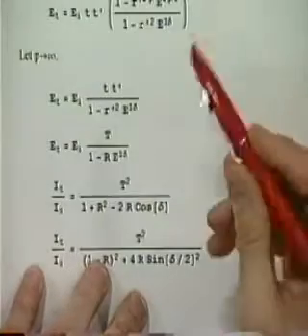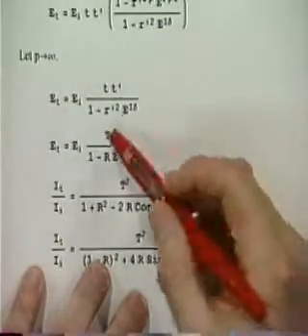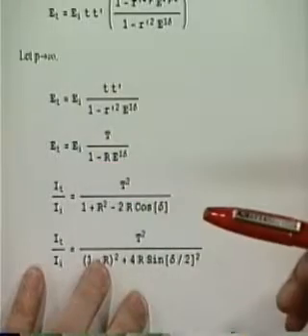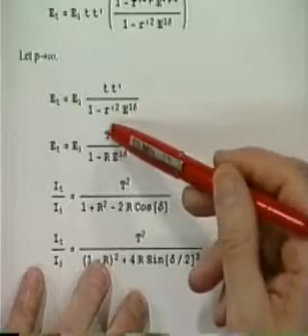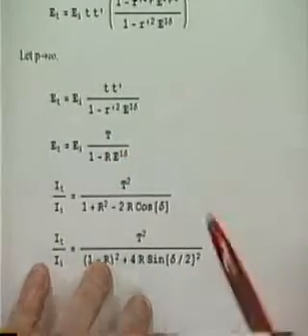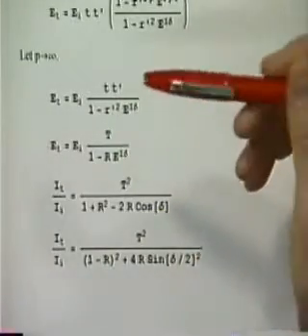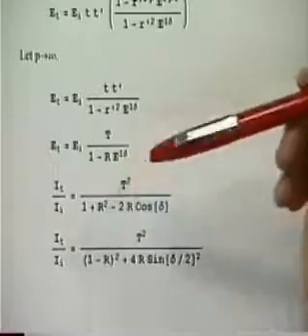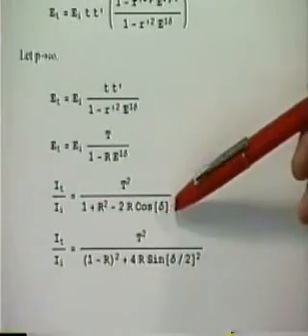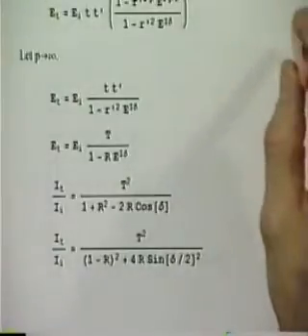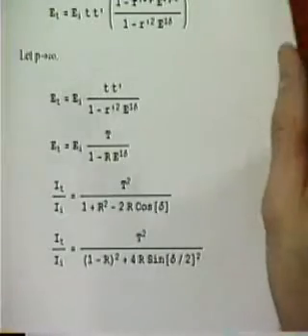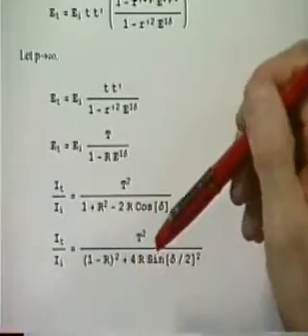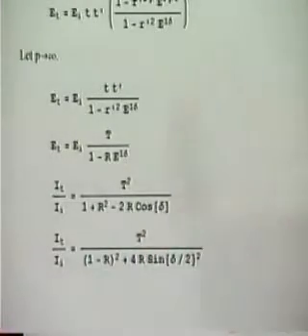And from Stokes' relations, we had TT prime was capital T, the intensity transmittance. R prime squared was capital R, the intensity reflectance. And so we get just T over 1 minus R e to the i delta. And we need to multiply that by the complex conjugate. In the same procedure as above, we would get I sub t over I sub I equal to T squared divided by 1 plus R squared minus 2R cosine delta. And then we'll use the same trig identity again. And so we'll get T squared divided by 1 minus R squared plus 4R sine squared of delta over 2.